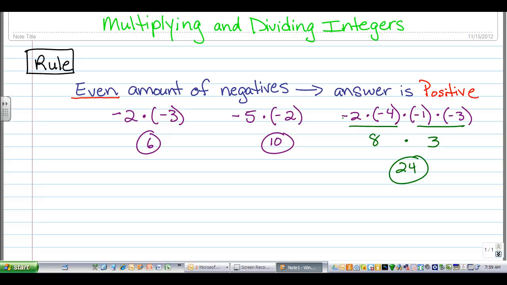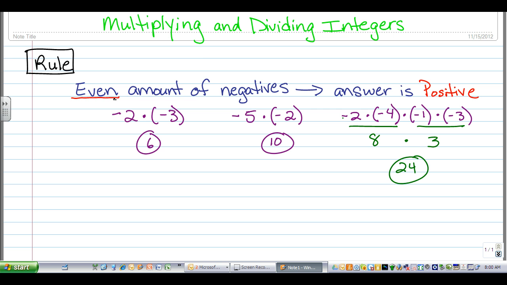Multiplying and dividing integers. Really, there's just one rule you have to remember. Other than that, you just multiply and divide like you normally would. The one rule you need to remember is if there is an even amount of negatives, your answer is going to be positive. And that's it. And then you just multiply and divide as usual.